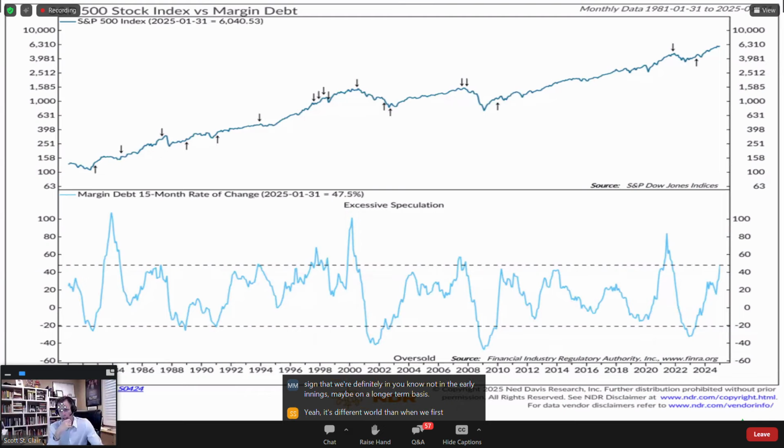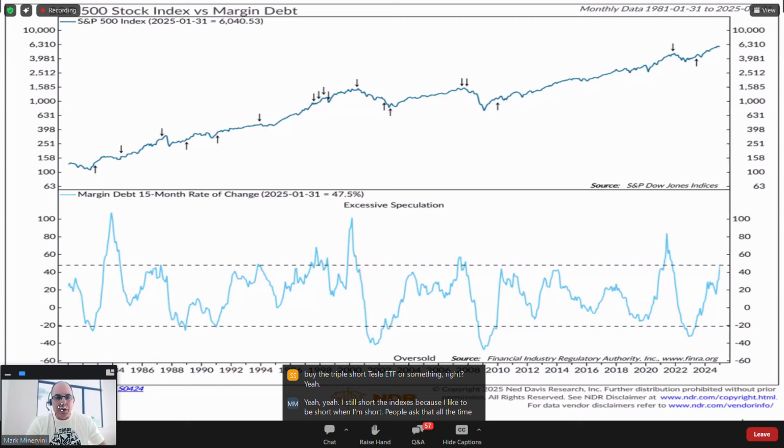Yeah, it's a different world than when we first started. If I wanted to be short, I had to sell short. Now I can buy the triple short Tesla ETF or something, right? Yeah. I still short the indexes because I like to be short when I'm short. People ask that all the time: do you use the inverse? I short the SPY. I short the DIA. I short the QQQs because I like to be short.